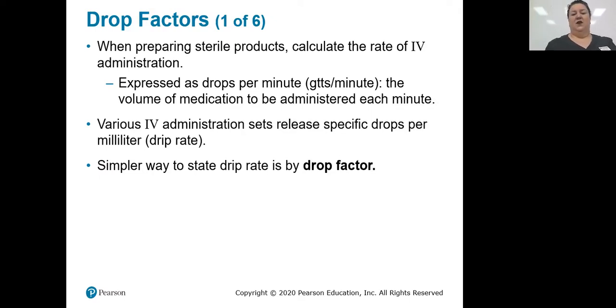Various IV administration sets are going to release specific drops per milliliter. This is your drip rate. The simpler way to state the drip rate is by drop factor. And we'll get into what we mean by that in just a second.